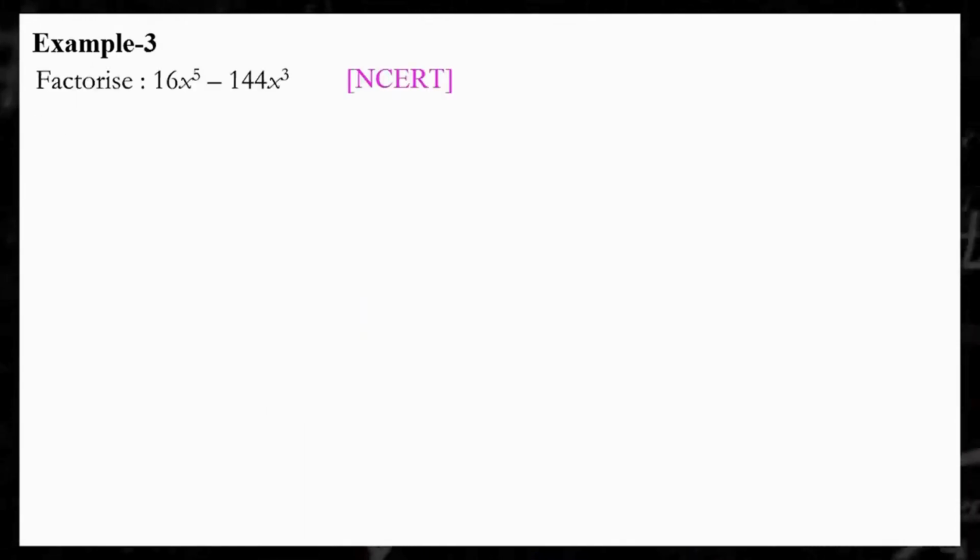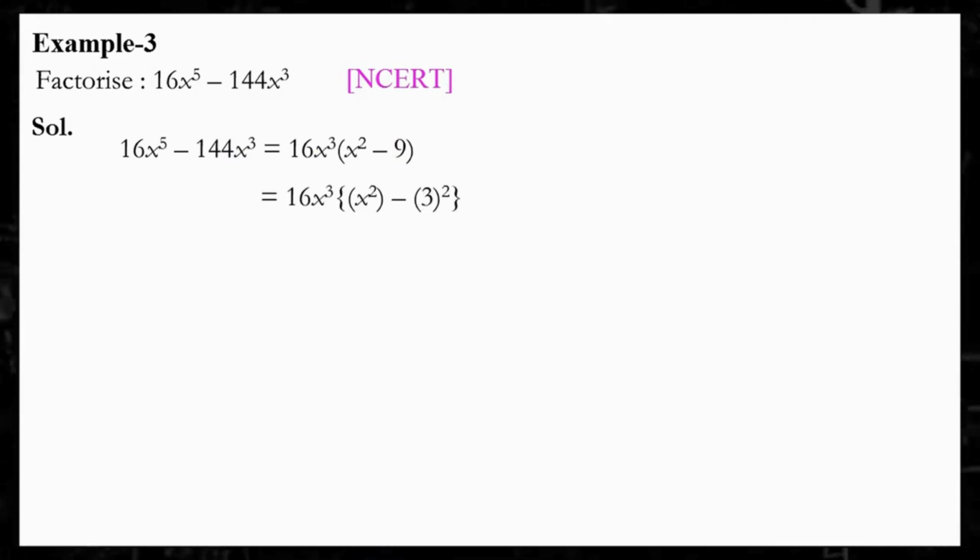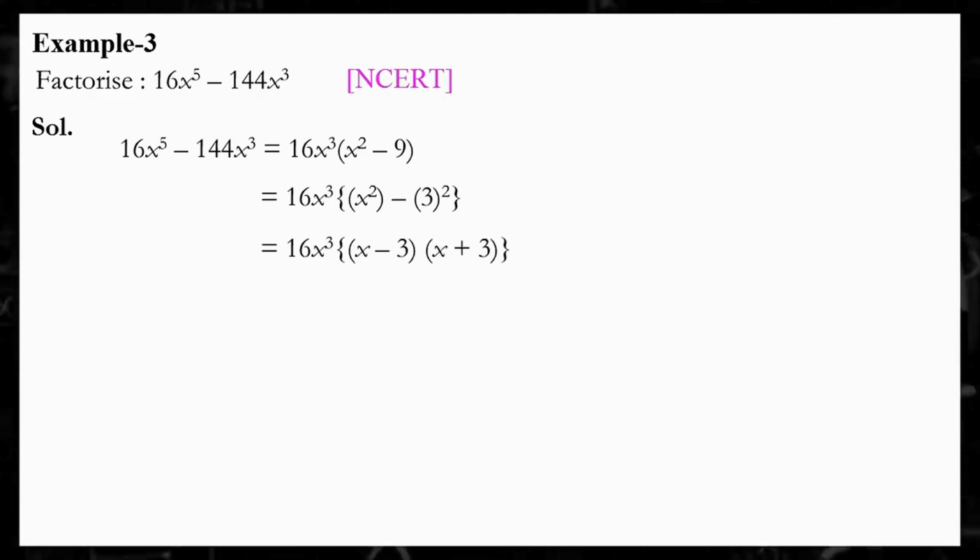Example 3. Factorize 16x raised to the power 5 minus 144x raised to the power 3. NCERT. Solution. 16x raised to the power 5 minus 144x raised to the power 3 is equal to 16x raised to the power 3 into (x raised to the power 2 minus 9), which is equal to 16x raised to the power 3 into (x raised to the power 2 minus (3) whole raised to the power 2), which is equal to 16x raised to the power 3 into (x minus 3) into (x plus 3).